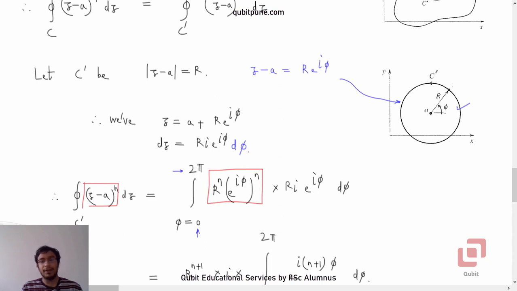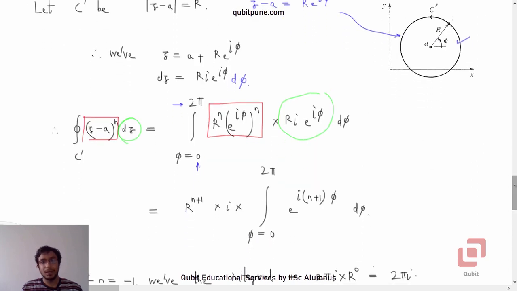But we also have to find the replacement for dz. We know that now it is r times e to the power i phi times d phi. Now everything that does not contain phi can be taken outside. There are two such terms, r to the power n and r, so bring them outside: r to the power n plus 1, and i is also something which will come outside the integral.